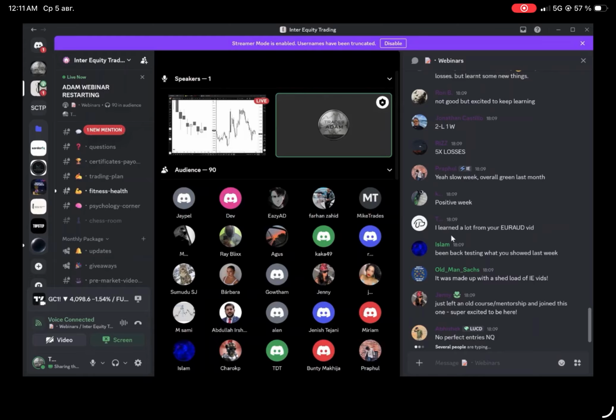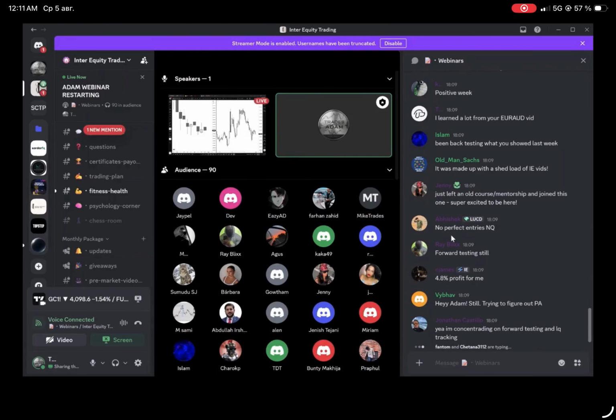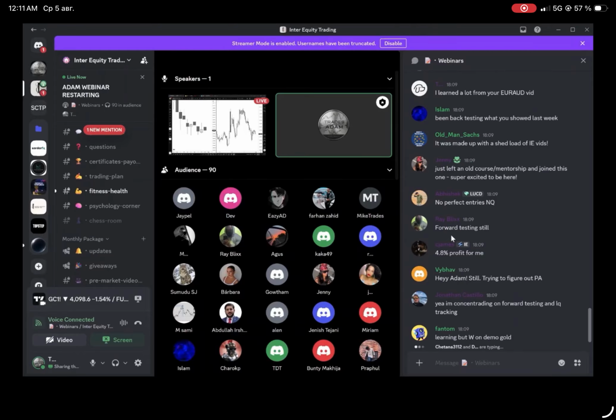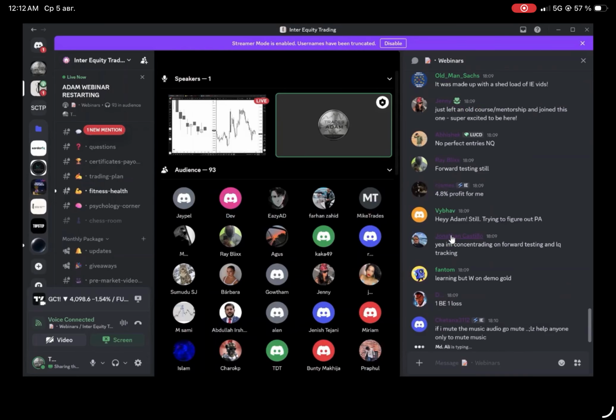Honestly, the best pair to trade this week was gold. Gold was the best asset to trade this week for me personally. NQ was just ranging between liquidity points, nothing clear. And on the CFD side, there were quite a few good entries, Euro AUD, Euro USD. All it takes is one trade, guys, to make a week. And I do believe gold did that.